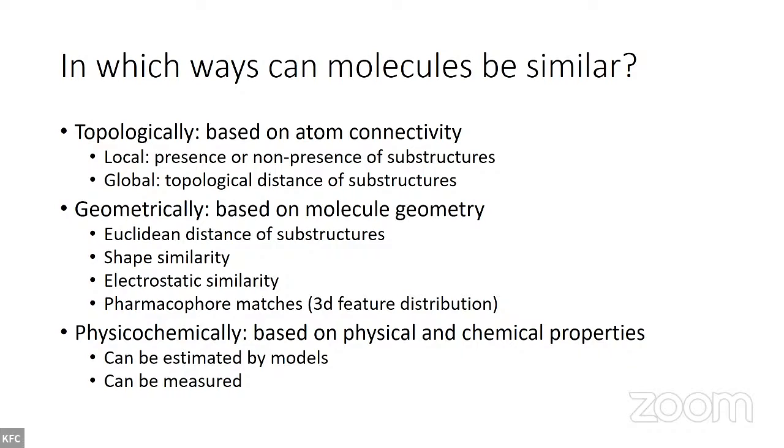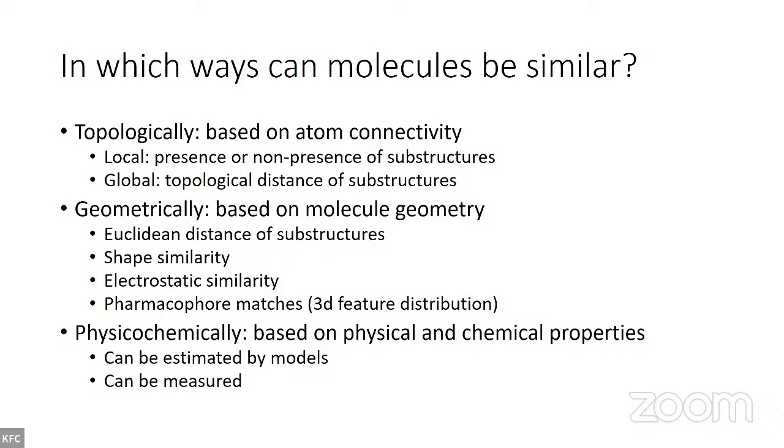The first way to consider it is topological. It's based on atom connectivity, on considering the molecule as a graph, where the nodes are the atoms and the edges between the nodes are the bonds. We can consider this in two ways. First of all, local: the presence or non-presence of substructures, functional groups, atoms, and so on. Or globally, where we also care about the topological distance of substructures, atoms, and so on. Topological distance, in this case, simply means the distance expressed in bonds, not geometrically.